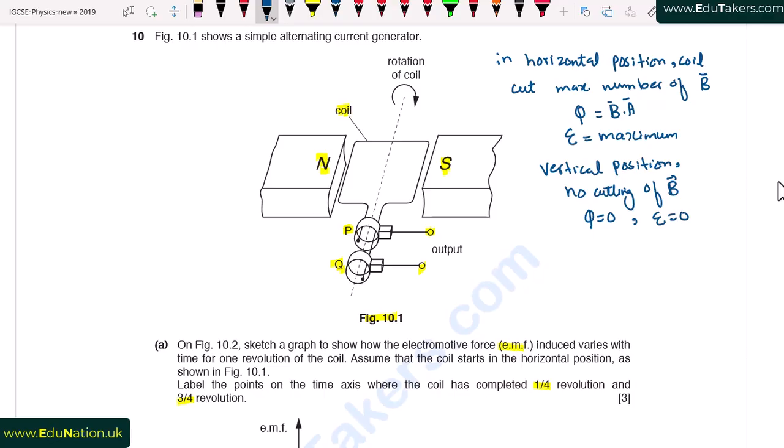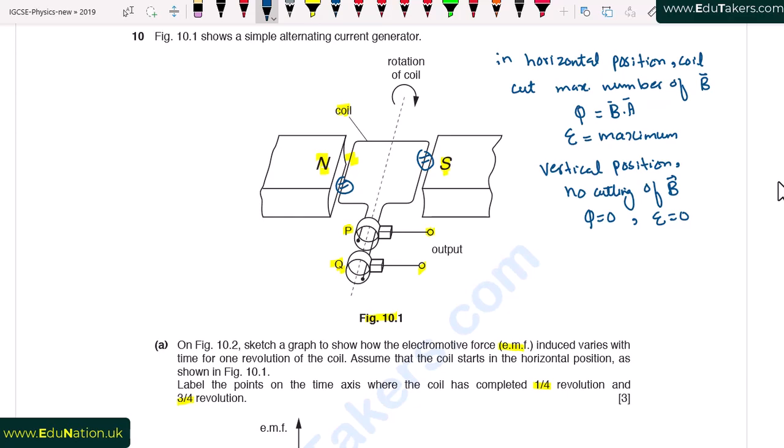So after half cycle, the coil is again in horizontal position but its sides are changed, so there will be the maximum number of cutting of magnetic lines of force, so that the flux is maximum and EMF is also maximum. But when 3/4 cycle completes, then again it will be in vertical position, so there will be zero flux and there will be EMF 0. But again when one cycle completes, it is again in horizontal position and the maximum number of lines are cutting there, so that EMF will be equal to maximum.